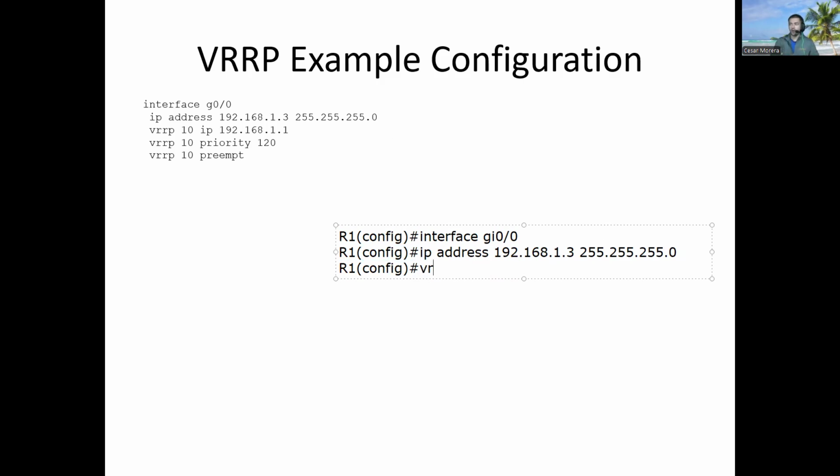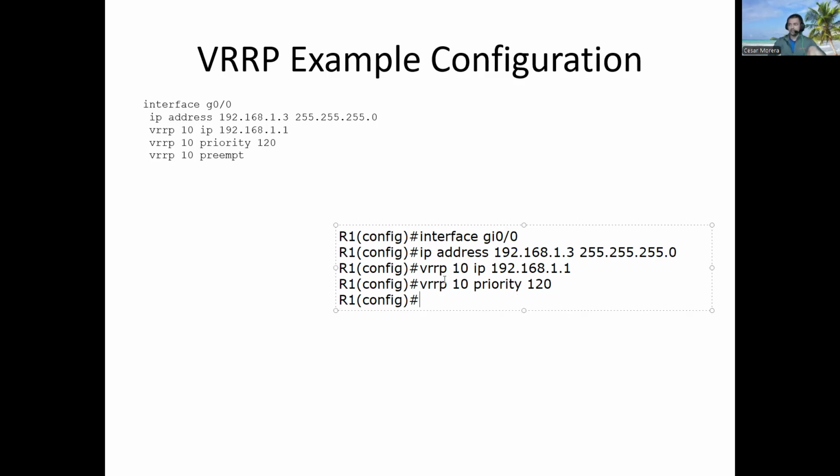And VRRP is the next command. We go with VRRP 10 IP, then 192.168.1.1. Then the same thing: we copy and paste this. And this is the VRRP 10 priority. In this case, we have 120.